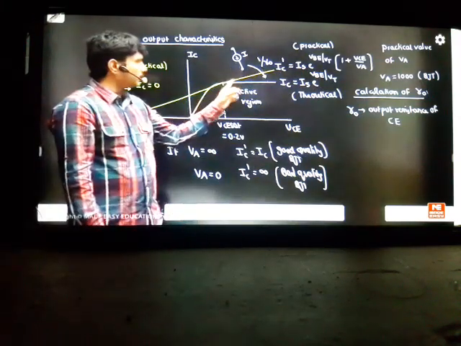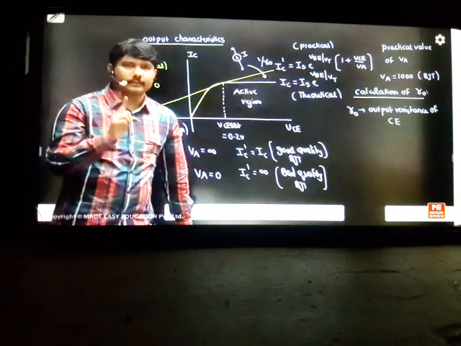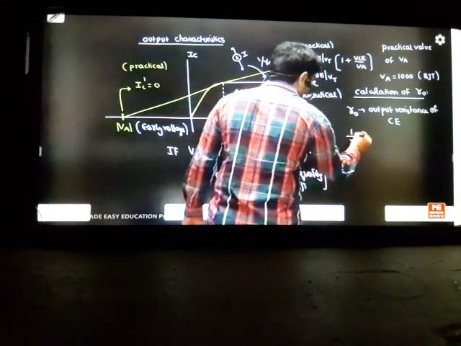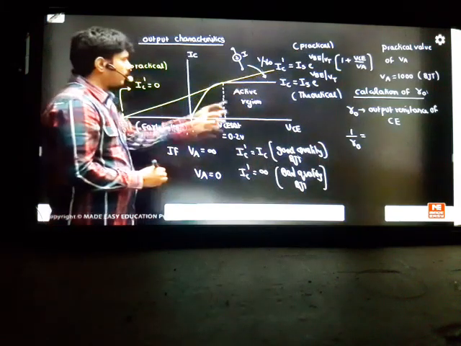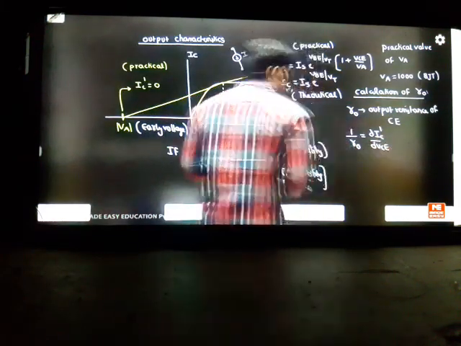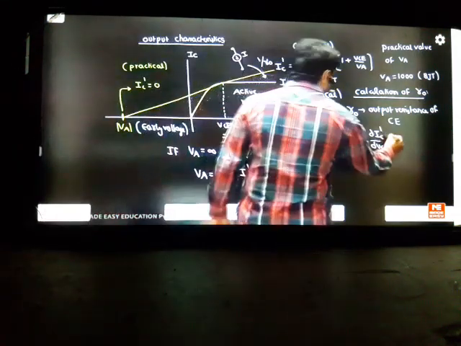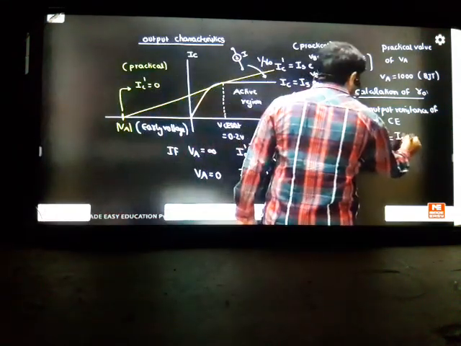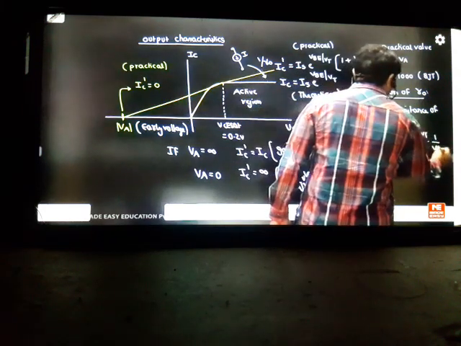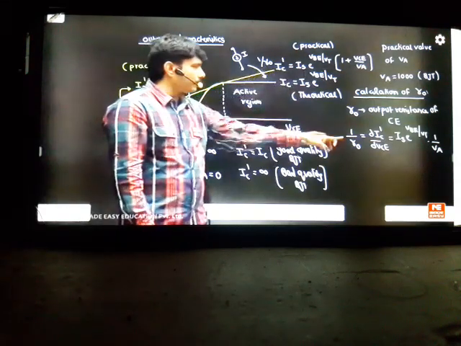We don't have an ideal current source, we have a practical current source. When you have some slope, your resistance cannot be infinite and cannot be zero. It will have some value, which we can find with this slope. The slope is 1 by R naught. From the graph we find the slope, which is the derivative of IC dash by the derivative of VCE. You can solve it: derivative of IC dash divided by derivative of VCE. The answer is IS into e power VBE divided by VT, into 1 by VA. You can see the derivation; I have just differentiated this formula with respect to VCE.